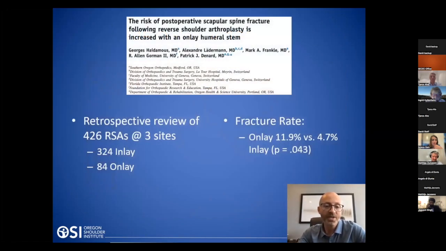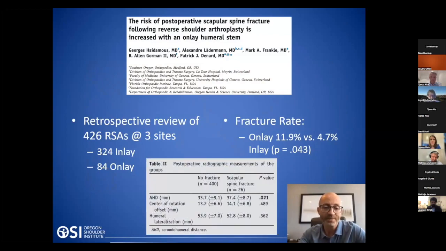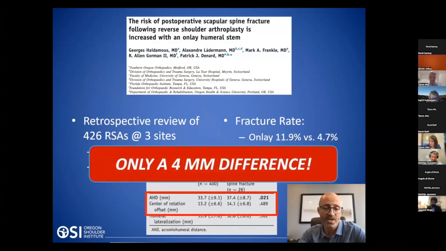What about the rate of complications? The rate of complications appears to be higher with less anatomic designs. In this study that we did of 426 RSAs, we found that with a 145 onlay, the fracture rate was 3 times higher compared to a 135 inlay post-operatively. Interestingly, the difference in the acromial distance was only 4 millimeters in this study, which is important to remember.